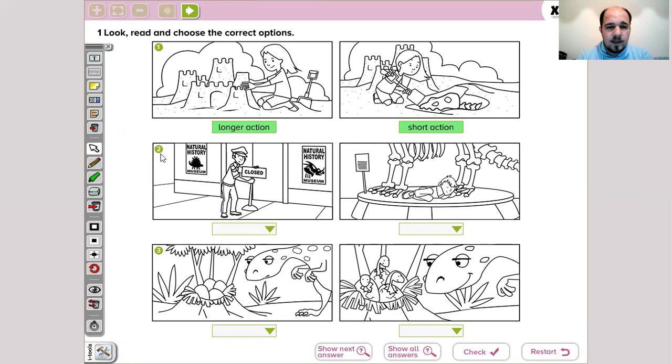Exercise 2. Closed. I think this is longer action. This is the short action. God, please make it right. Yes, this is short action, and this is the longer one.